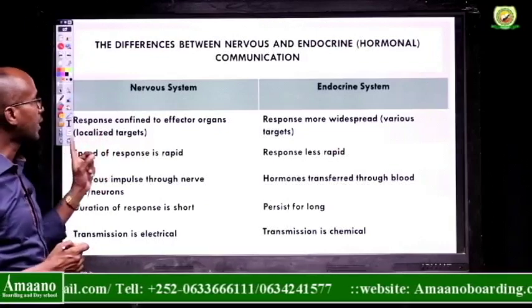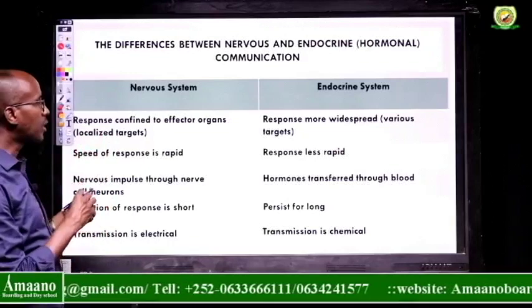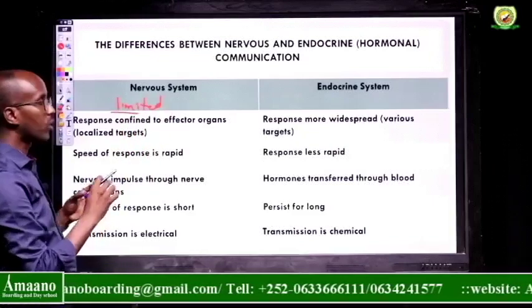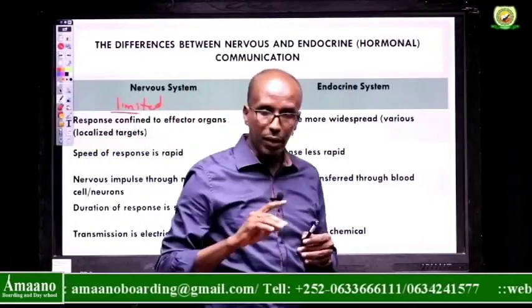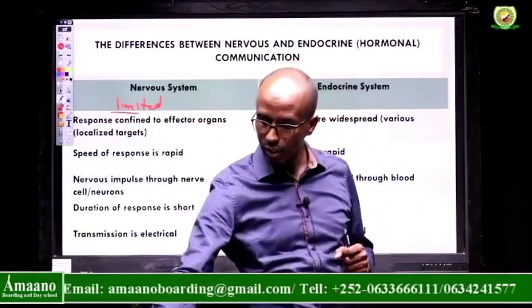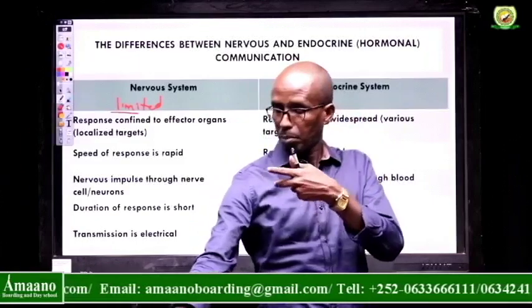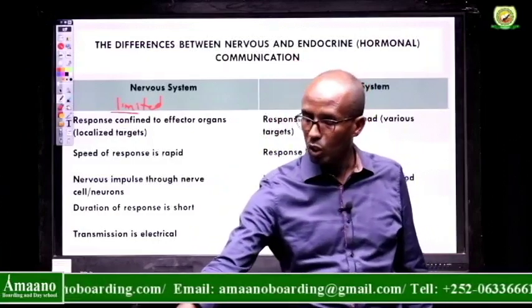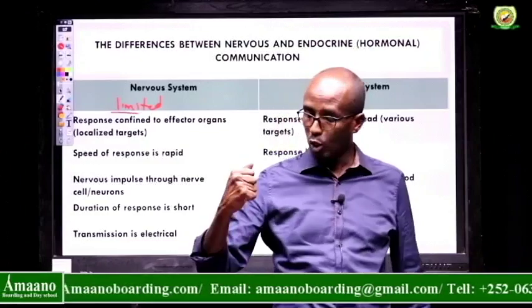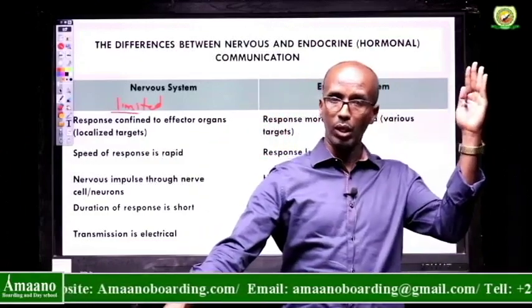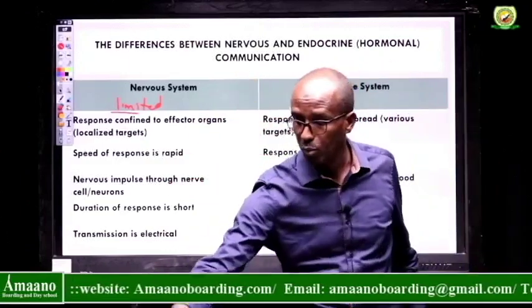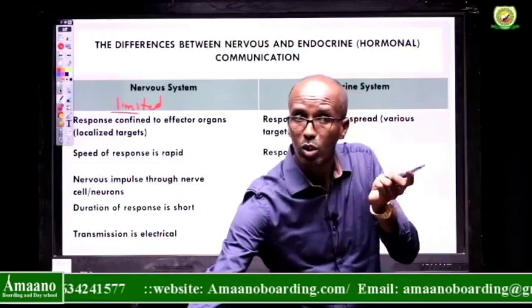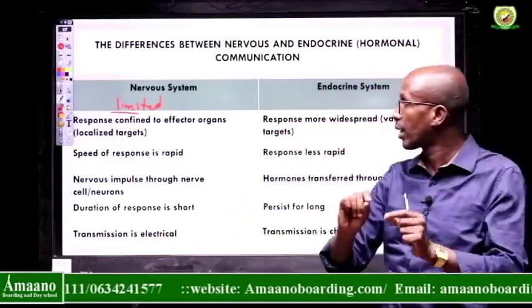The response is confined to effector organs. Confined means it's limited. Localized. For example, if I touch a hot object with my right hand, the signals are sent to the triceps of my right hand. So the hand which quickly withdraws from the hot object is the right hand, not the left hand. You see, this is the hot object, for example. So if you touch the hot object with your right hand, the signals are sent to the right hand, not to the left hand. This is what we mean by localized.